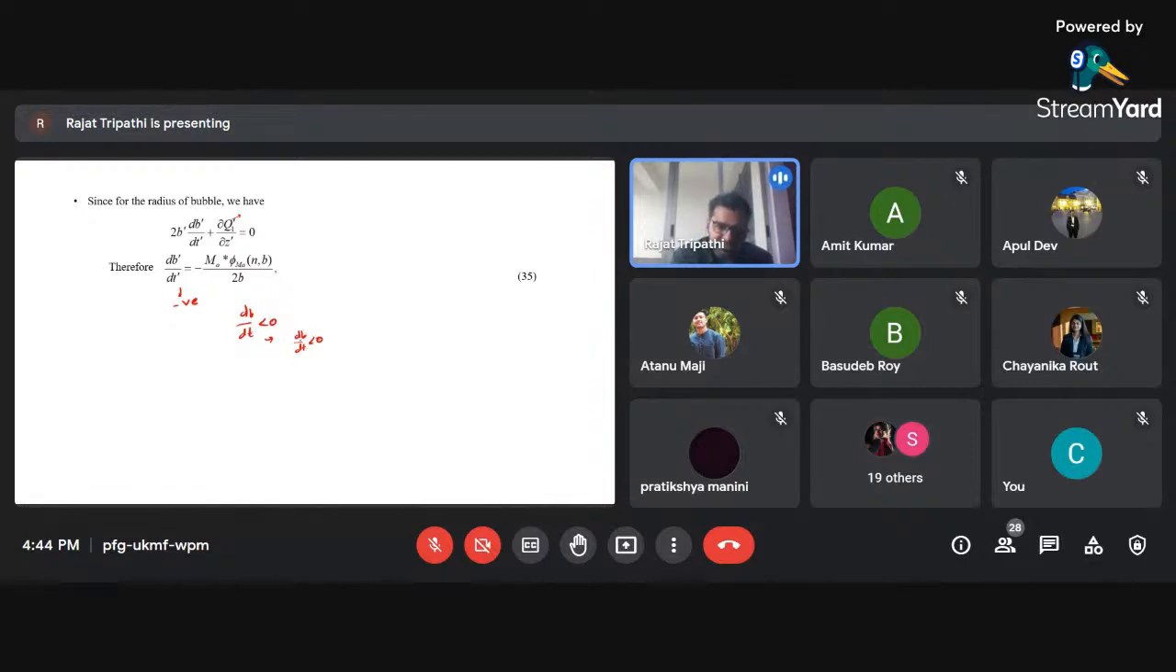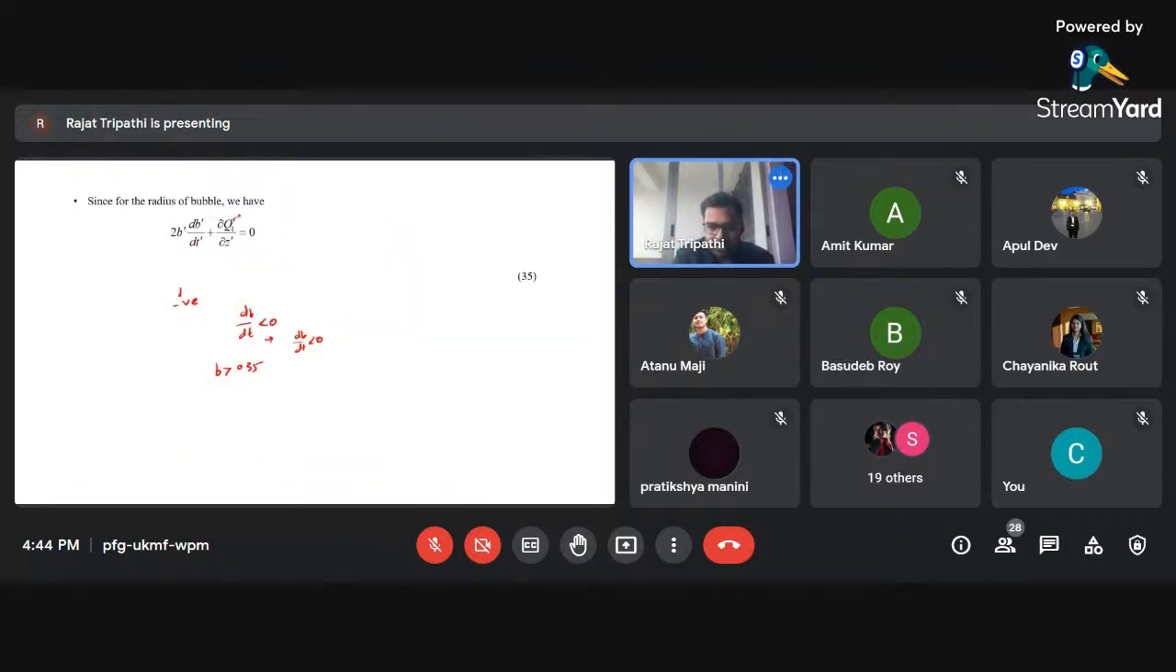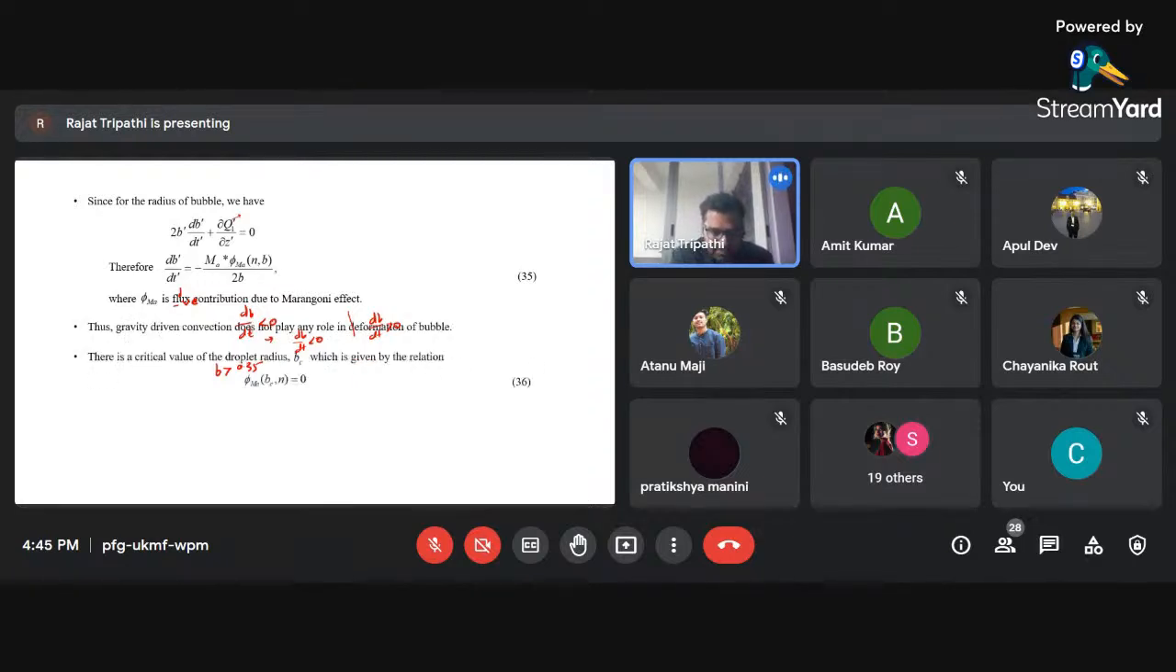bubble radius will decrease. But if b is greater than 0.35, then we see that phi ma is negative, and phi ma negative means this whole quantity is positive, and then we have dv by dt greater than zero, and dv by dt greater than zero means the bubble radius will increase with time, right? So that can be confirmed by plotting the bubble radius b with time.